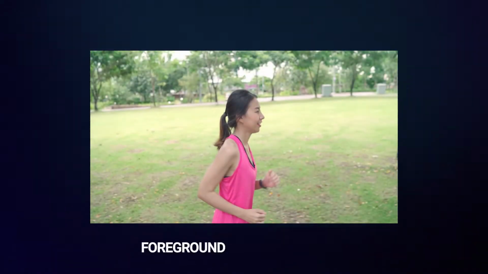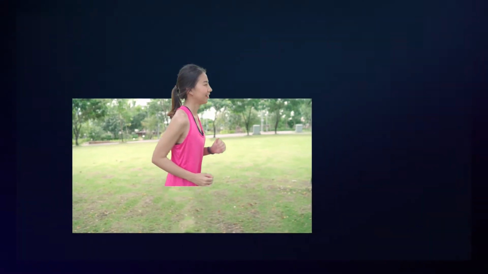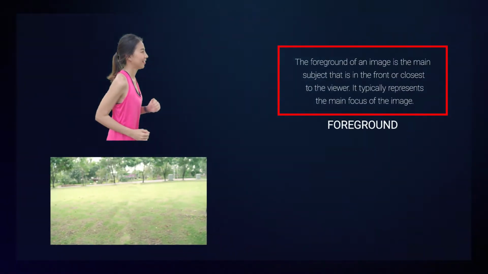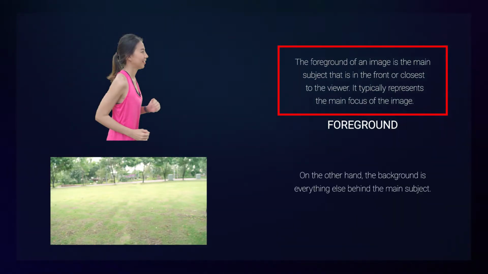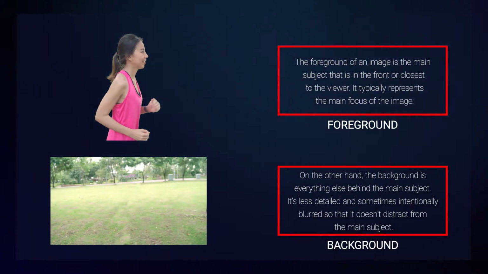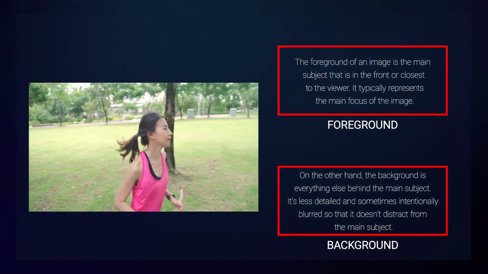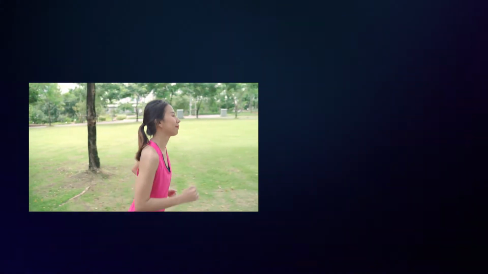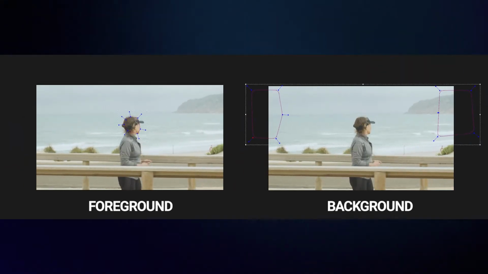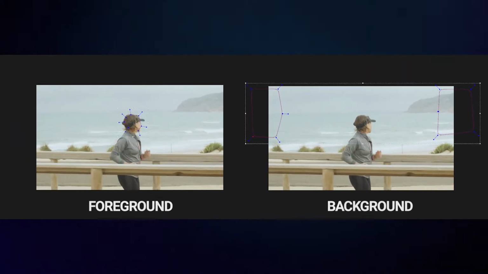Because in general, every single image can be divided into foreground and background. The foreground of the image is the main subject that is in front or closest to the viewer. It typically represents the main focus of the image. On the other hand, the background is everything else behind the main subject. It has details, sometimes intentionally blurred, so that it doesn't distract from the main object. So we will draw a shape on either the foreground or background to track our footage.